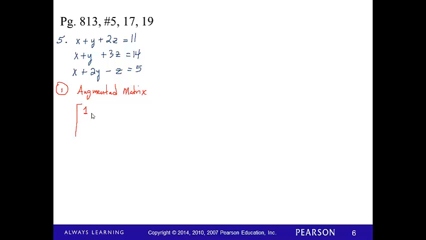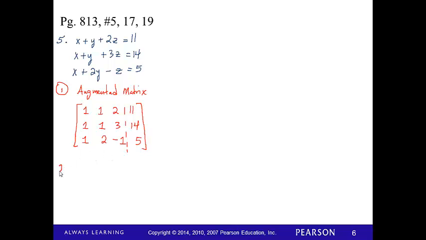So we end up with 1, 1, 2, 11. And if you don't recall what an augmented matrix is, please go back to 9.1 and 9.2. This is why we do 9.1 and 9.2 first, so we can introduce our calculators and matrices. So when we get to systems that have more than 2 variables, we can fall back on our calculator. So then the second row is 1, 1, 3, 14, and then 1, 2, negative 1, 5. So this is our augmented matrix.